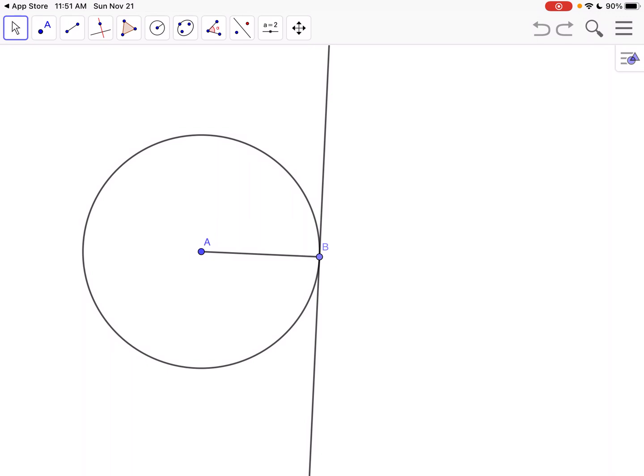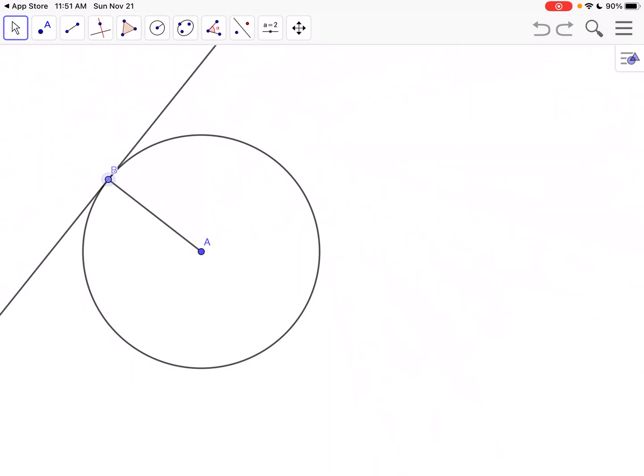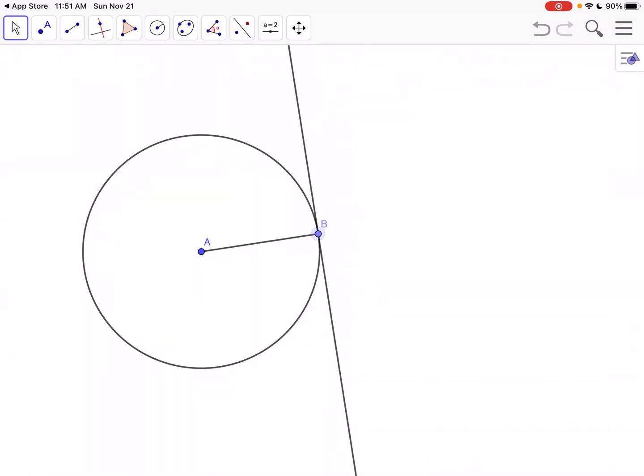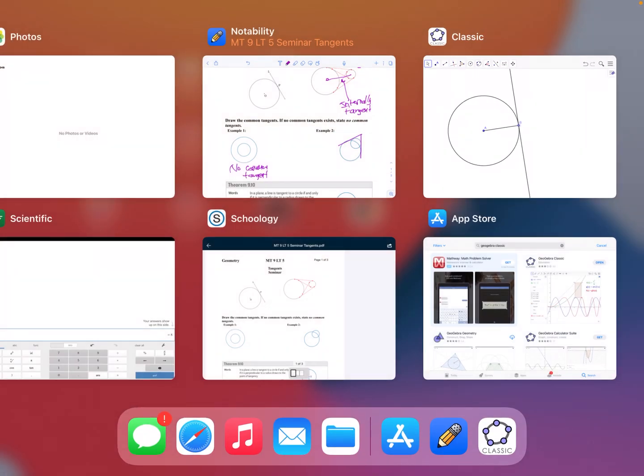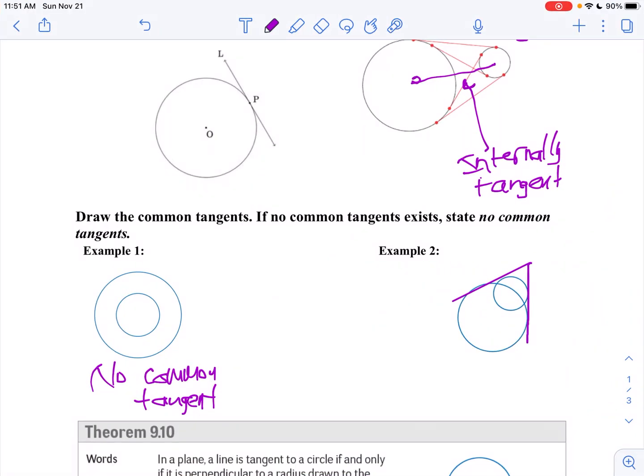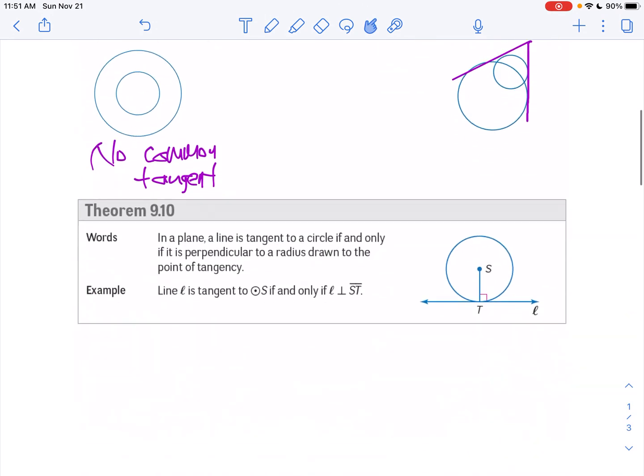And if I slide this around, it's always going to be tangent. It never goes inside. It never leaves it as long as it's perpendicular to your radius. And that's what our first theorem is for this lesson. That says, hey, if you've got a radius and a tangent line, they're perpendicular. And if a radius is perpendicular to a line at the point of tangency, then it's going to be tangent. I think I said that the same way twice.